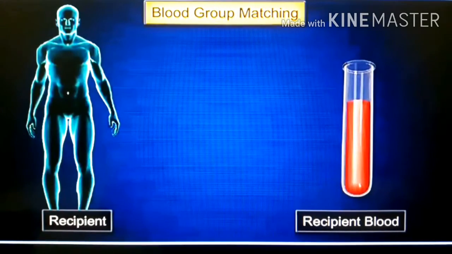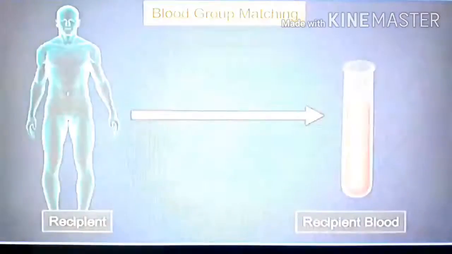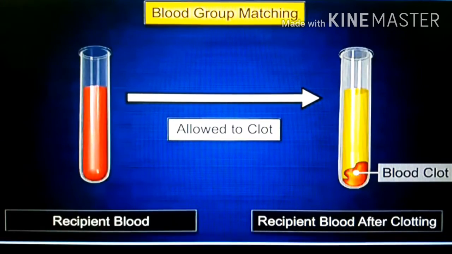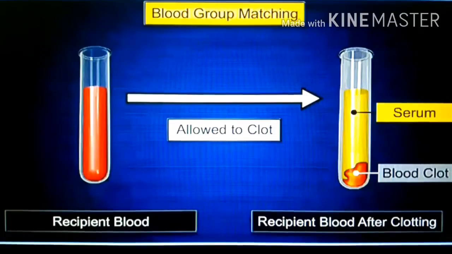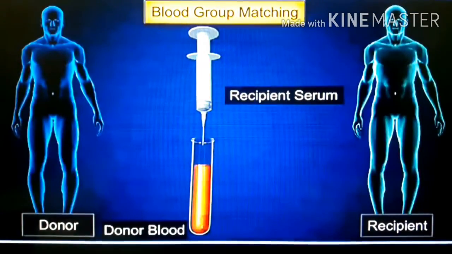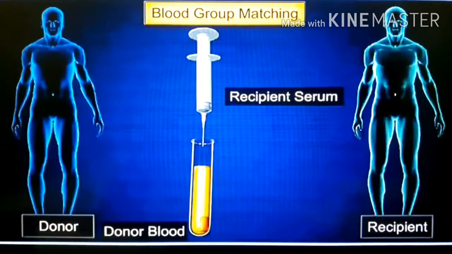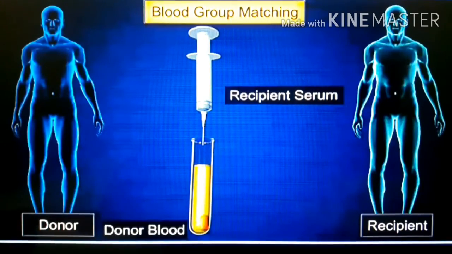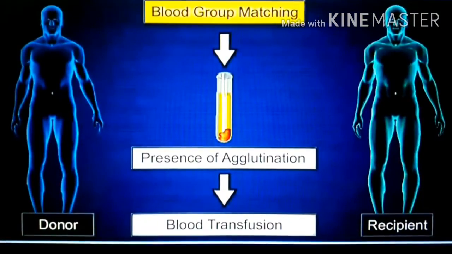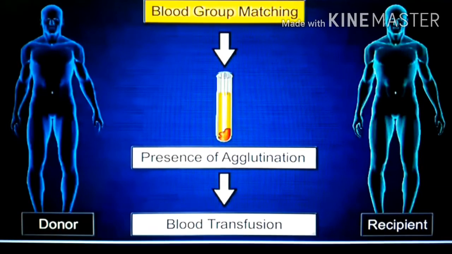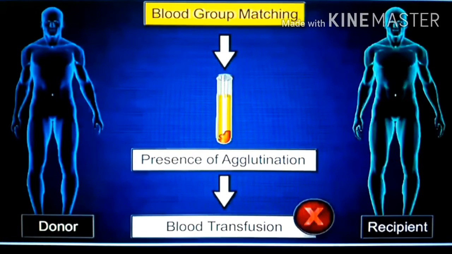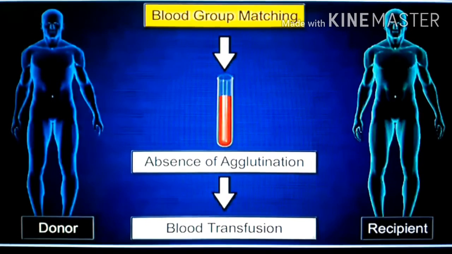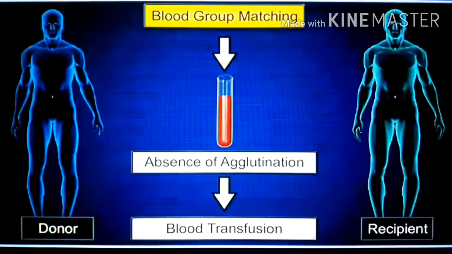We just take blood from the recipient in a test tube and allow it to clot. This is the recipient blood after clotting. This is the clot and that yellowish part is serum. The recipient serum is mixed with the donor blood. If agglutination is present, the blood cannot be transfused. If clotting occurred, then it cannot be transfused.